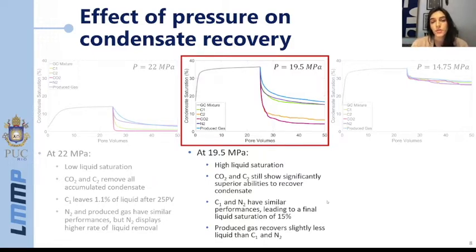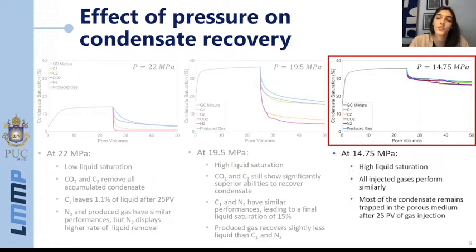C1 and N2 have similar performances, but in the end, they still left around 15% of liquid in the network, and the produced gas could recover slightly less liquid than C1 and N2.